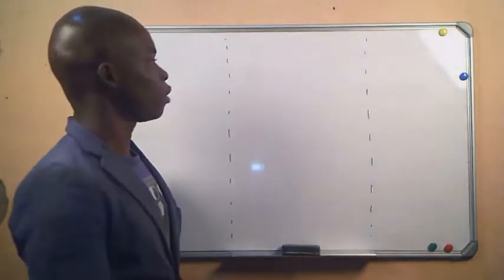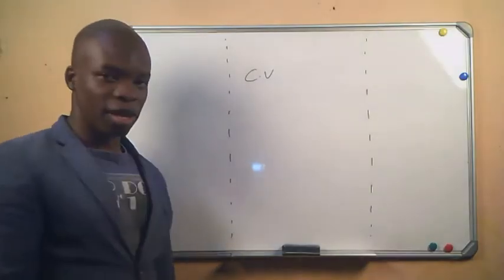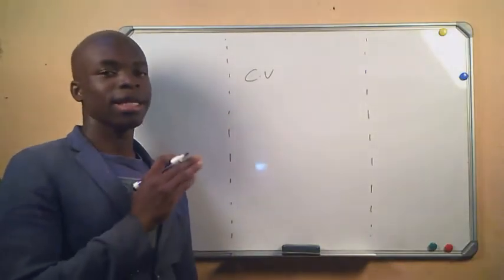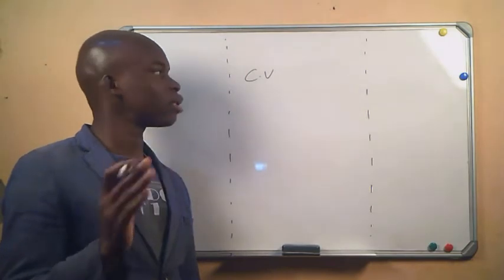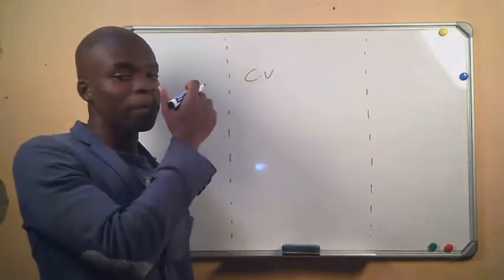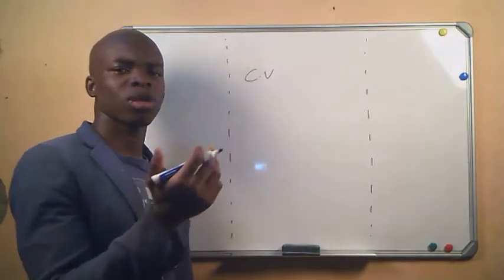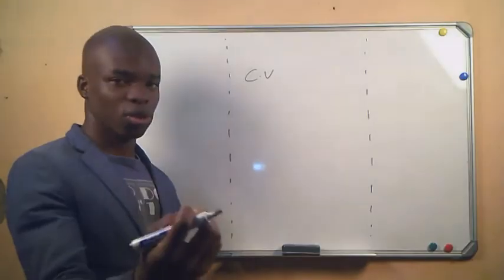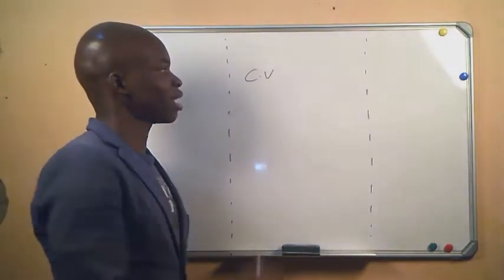So calorific value, CV. Calorific value is the amount of heat released by a fuel during the complete combustion of that fuel. This chapter is a continuation from our previous chapter, which was combustion of fuel. So by now I hope you know what combustion is. I'm not going to explain that again.